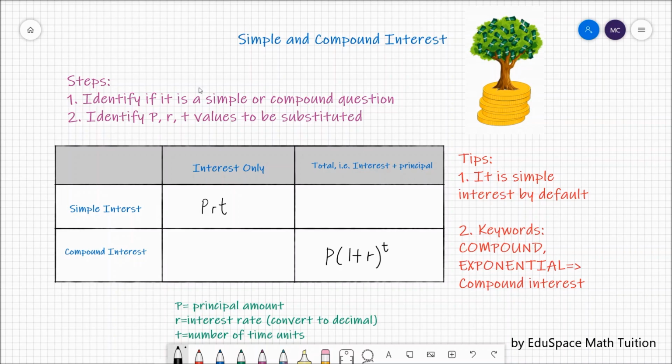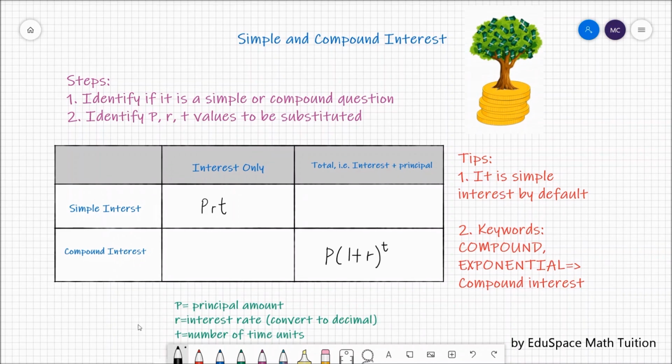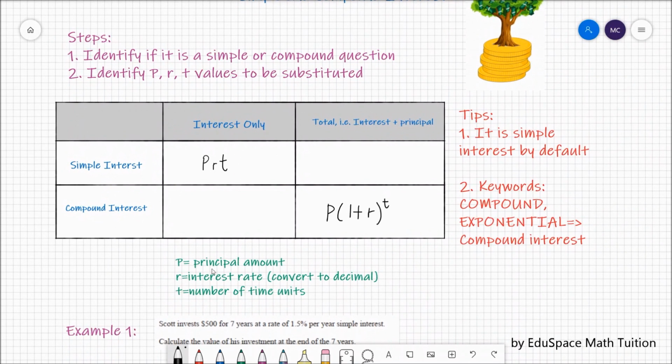How we do this is we just have to identify if it is a simple or compound interest in the beginning, and later on we just have to identify what are the respective P value, R value and T value to be substituted. What is PRT? Just to recap, P is our principal amount, which is our original amount. R is your interest rate, but you need to make sure that your interest rate has to be converted into a decimal so that it can be calculated properly. T is the number of years that you are going to put your investment into.